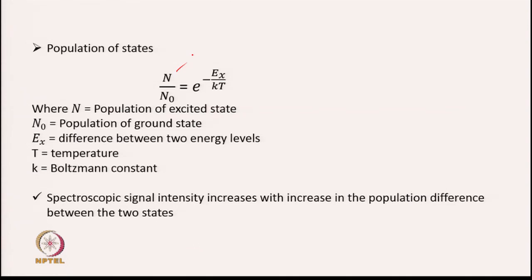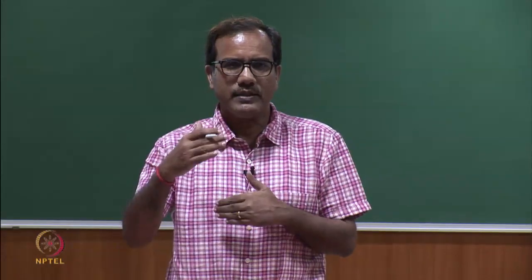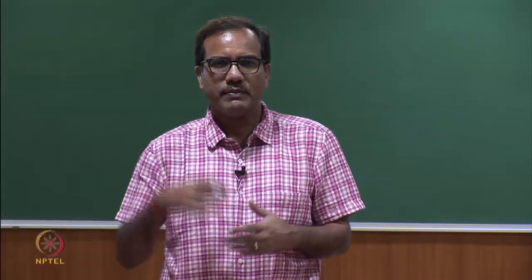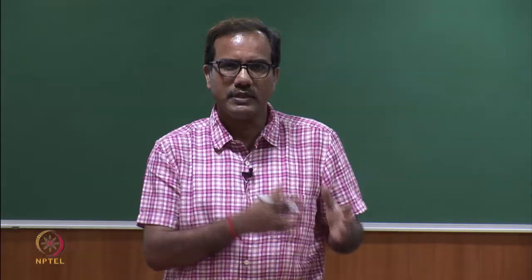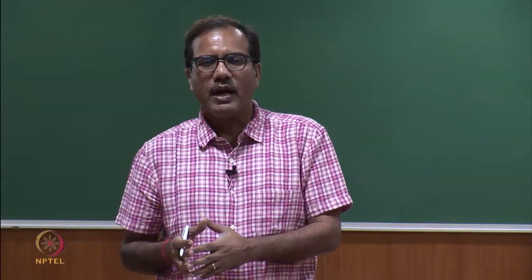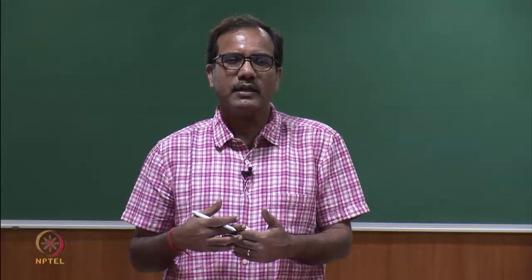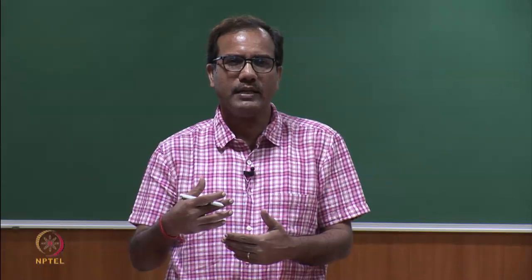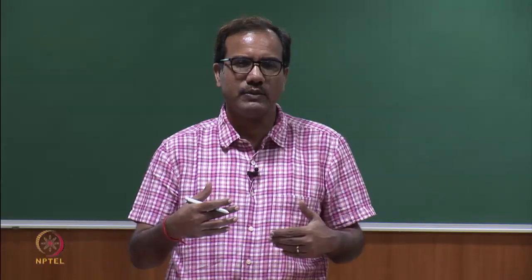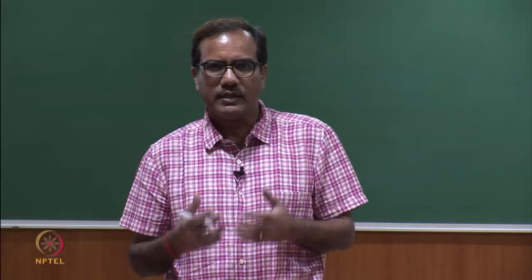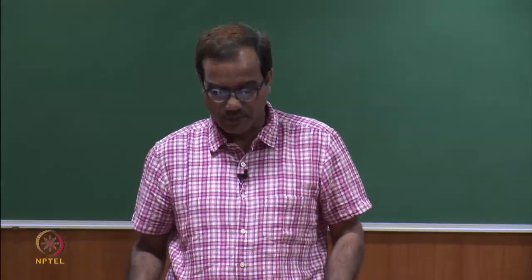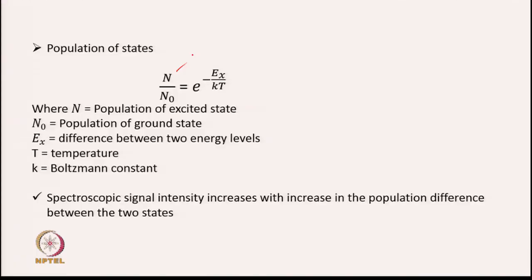So, you can see that the population in the excited state, which is N, is going to be affected by the difference between the two energy levels and by temperature. If the difference in energy level is high, the population in the excited state is going to be lower, and if the temperature is high, the population is going to be higher in the excited state compared to lower temperature. So, there are two factors which affect the population of different energy levels. Spectroscopy signal intensity increases with increase in population difference between the two states.